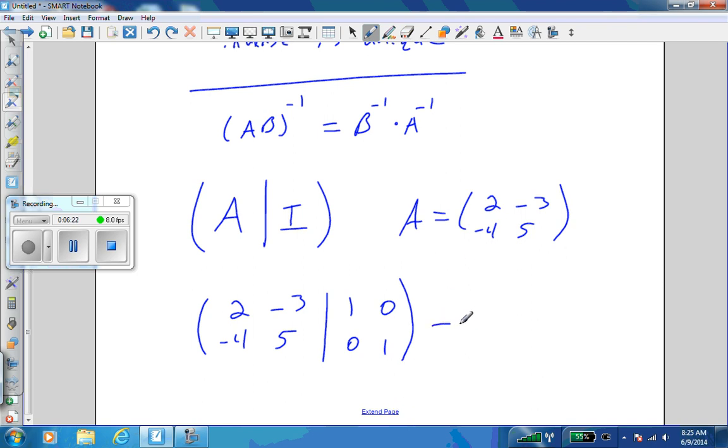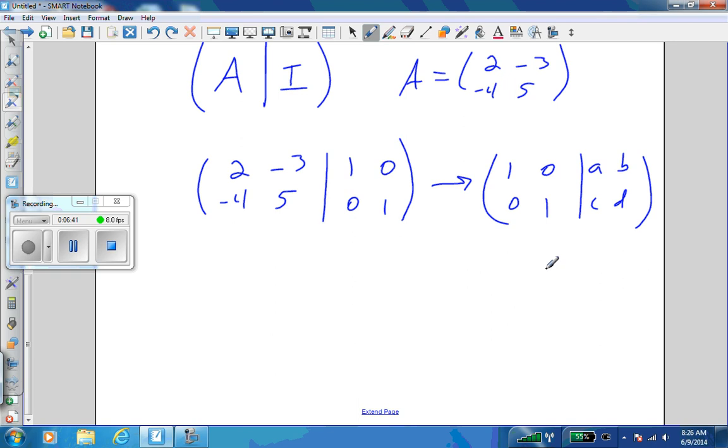If we can reduce this using row operations to where we have the identity matrix on the left, which is basically reduced row echelon on the left, and then we have some numbers on the right, then what we come up with on the right side is the inverse of A. So if we row reduce this augmented matrix until we have reduced row echelon on the left, that's the identity matrix, then that is our inverse.